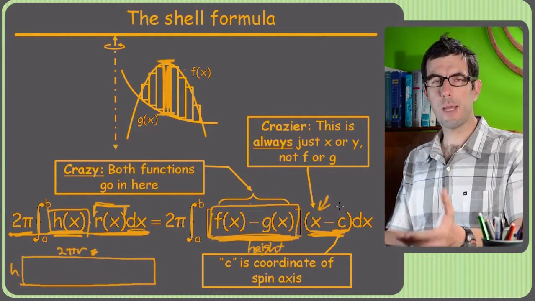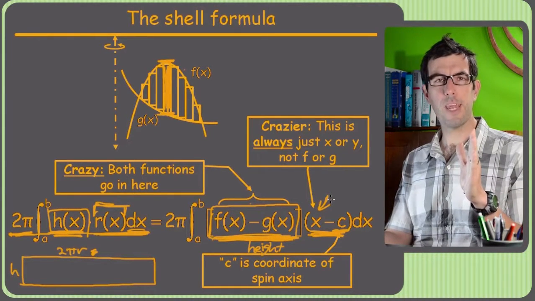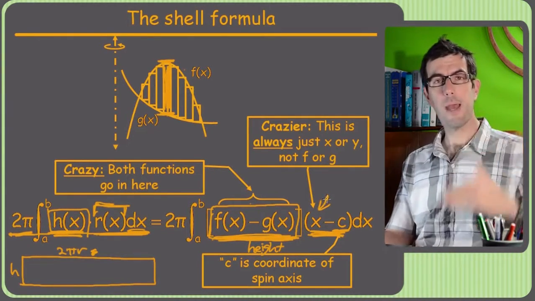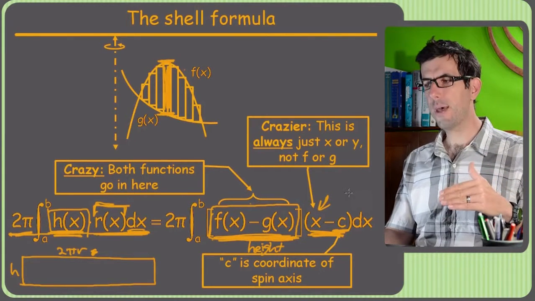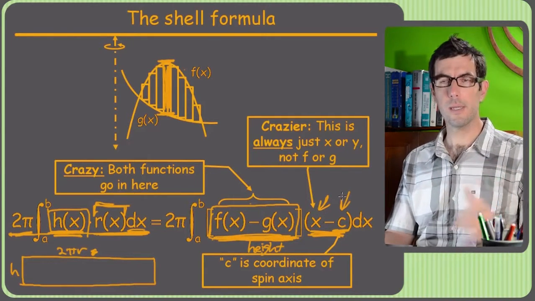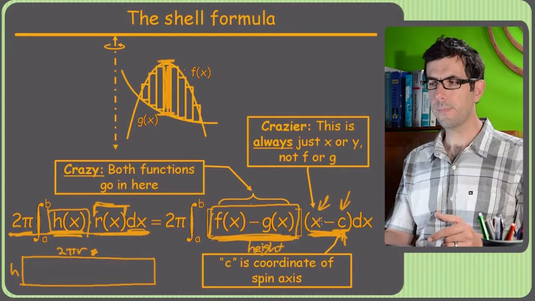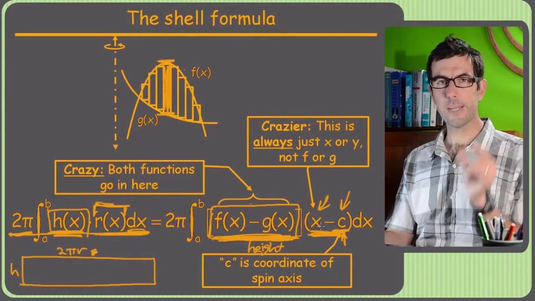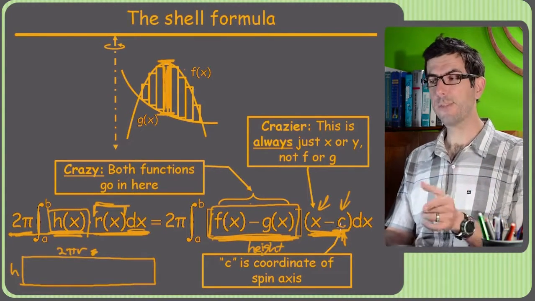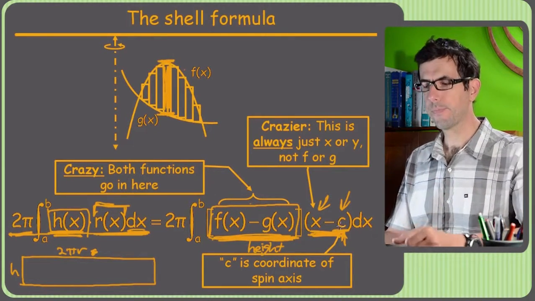So just like in the washer method, if you wanted to spin around something other than the x or y axis, if you want to move that axis to the left or right or move it up or down, we had to put in a c value, the coordinate of that spin axis, just to fudge things to allow for a different radius. But that's just what goes in right here. The radius is just x or y, and then plus or minus a number. That's all there is to it.